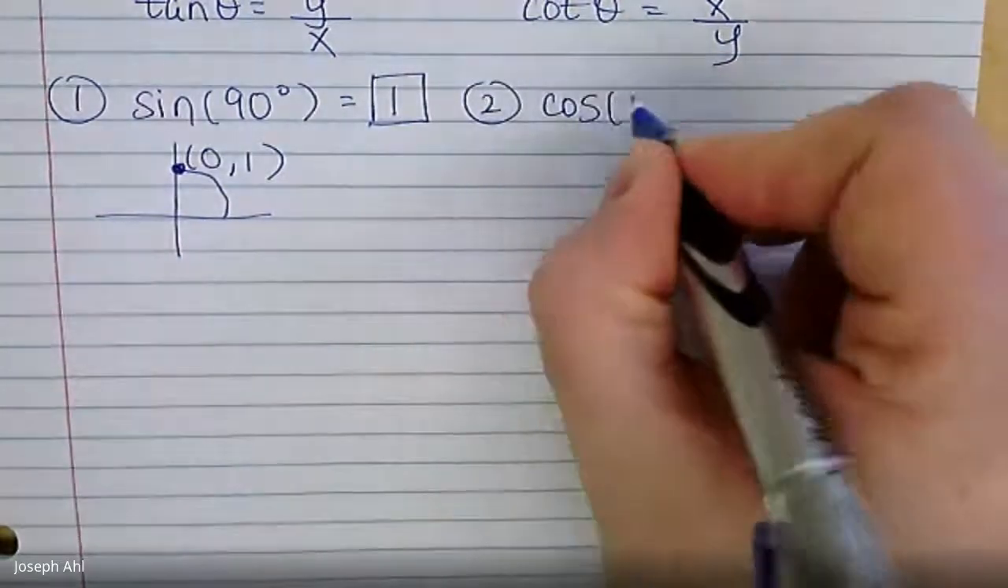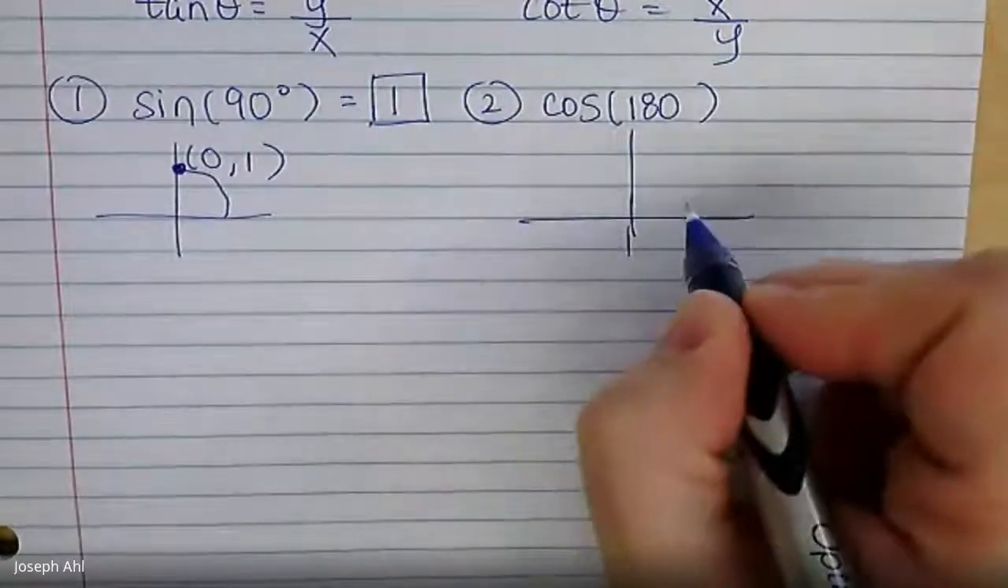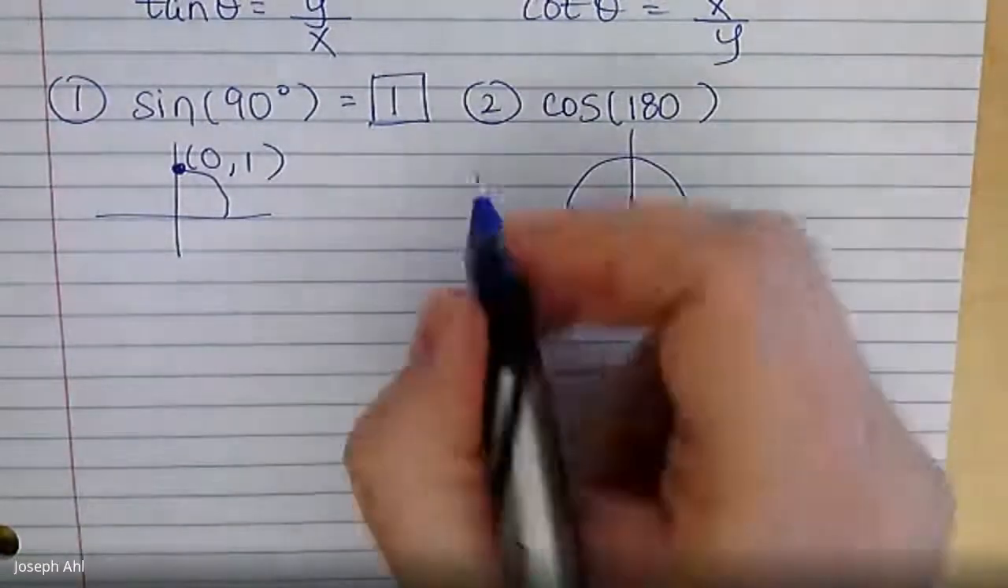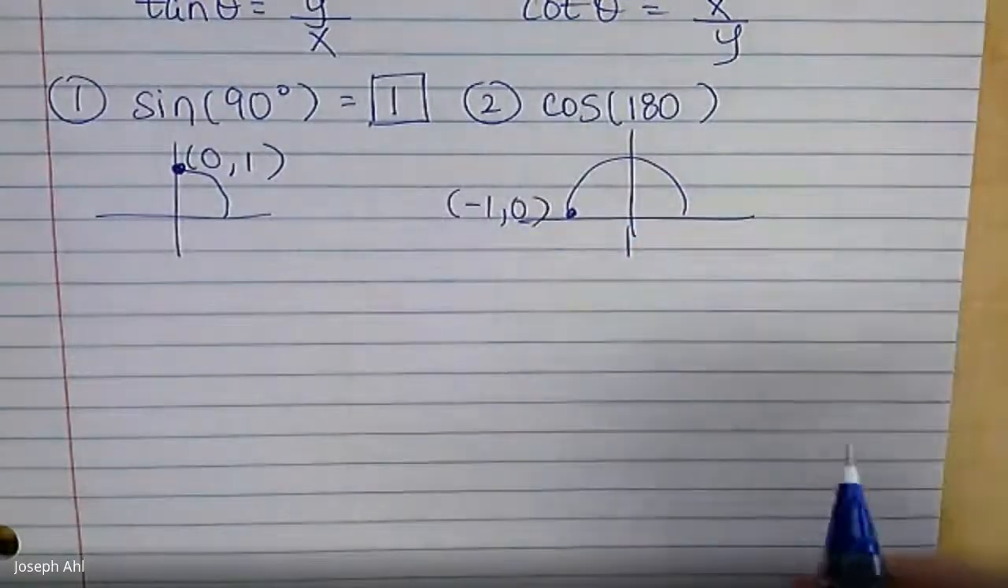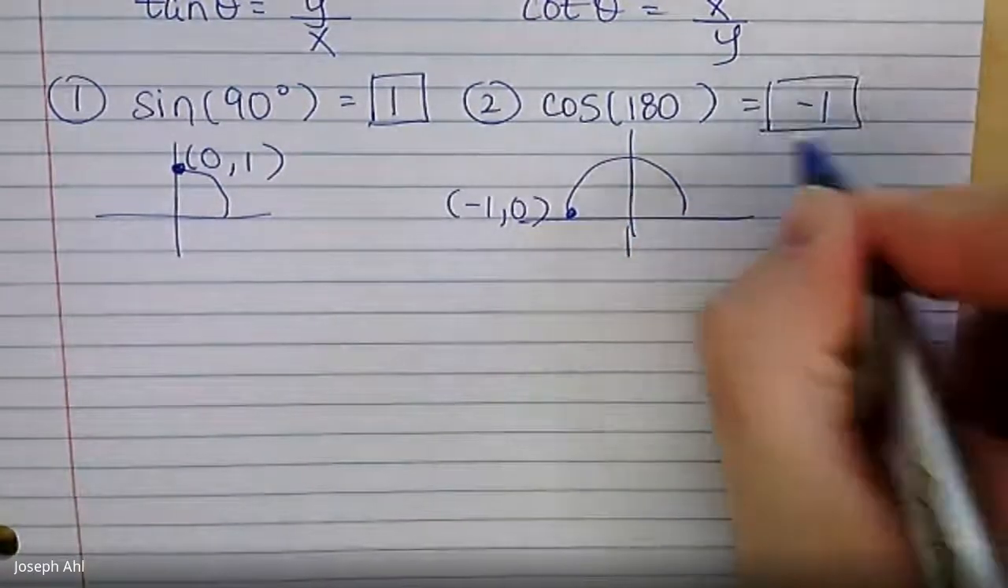So then what about cosine of 180? This one I kind of talked about a little bit already. 180 is halfway around. The point on the unit circle is -1, 0. Cosine's the x value there. Cosine 180 is -1.